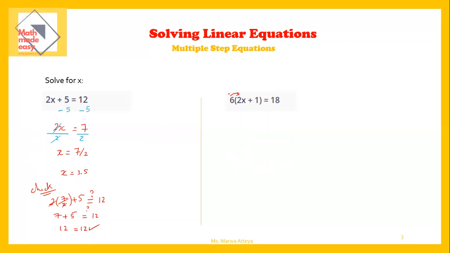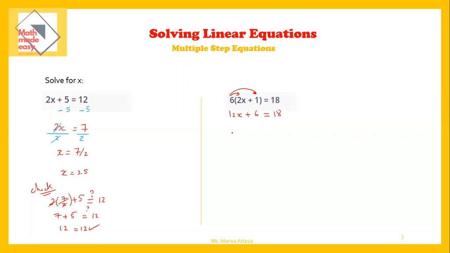First, you're going to multiply it by 2x. Then we are going to multiply it by the 1. Well, 6 times 2x is 12x, and 6 times 1 is 6. And both together are supposed to be equal to the 18. Now I'll think about isolating the variable.